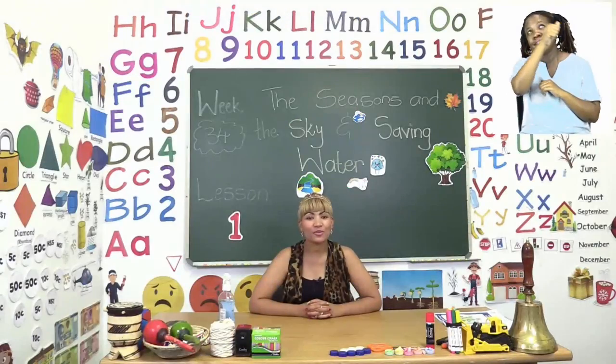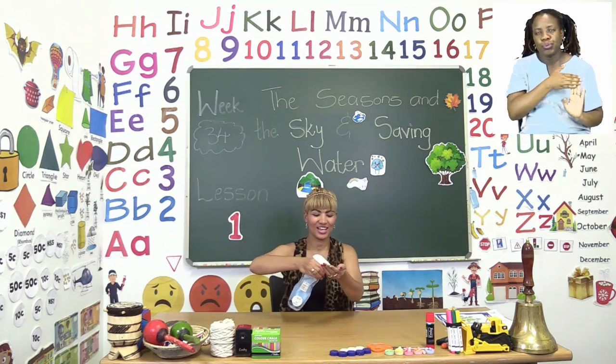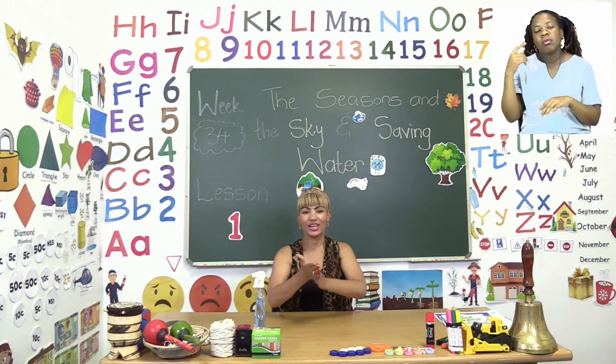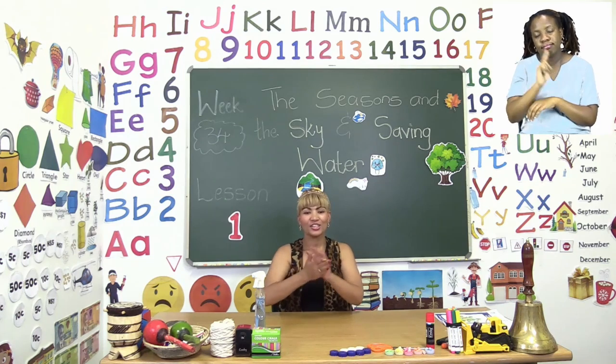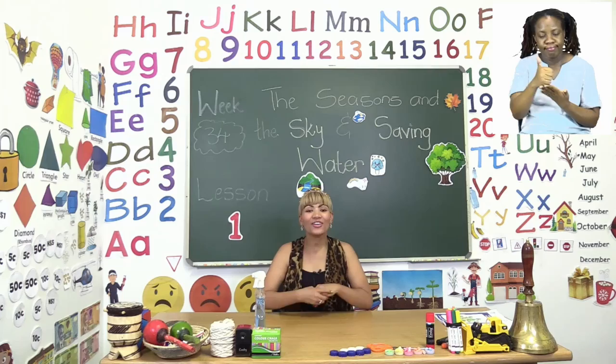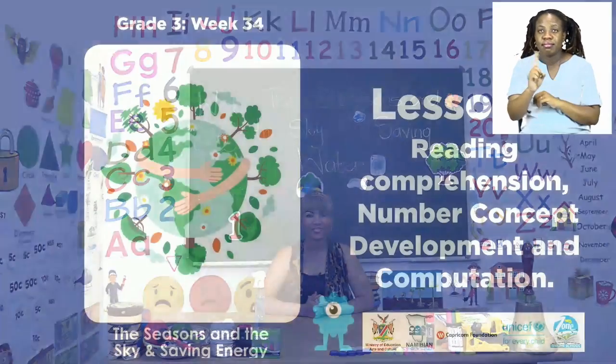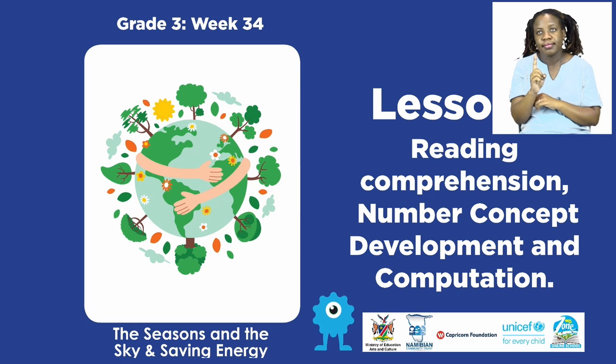Our theme this week is the seasons and the sky and saving energy. Now, boys and girls, before we start our lesson for today, let's sanitize. Remember, boys and girls, we need to sanitize our hands to make sure we keep them nice and clean. Now, let's see what today's lesson is all about. Today, we will do a reading comprehension, number concept development and computation.